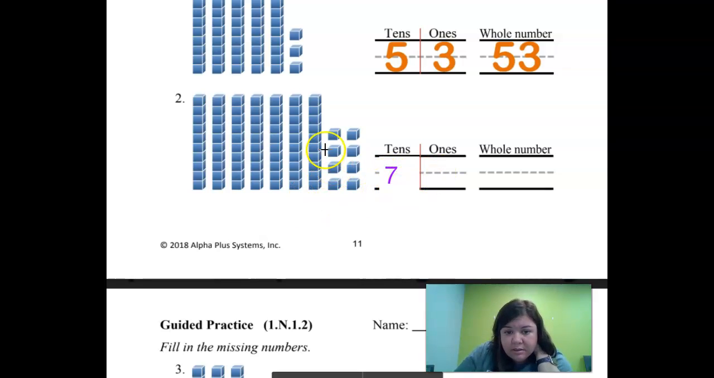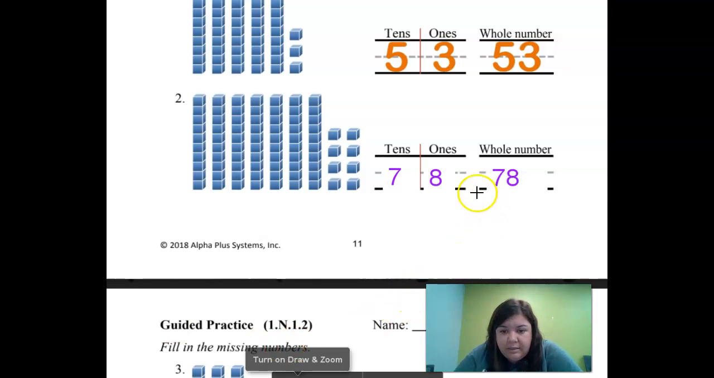Now, for the ones, those are always going to be by themselves over here. Okay, so we're going to count those. 1, 2, 3, 4, 5, 6, 7, 8. And we have 8 ones. Put 8 in the ones column. So then when we're asked to write the whole number, we just put them together, 78. It's really easy, isn't it? We have 7 tens and 8 ones.